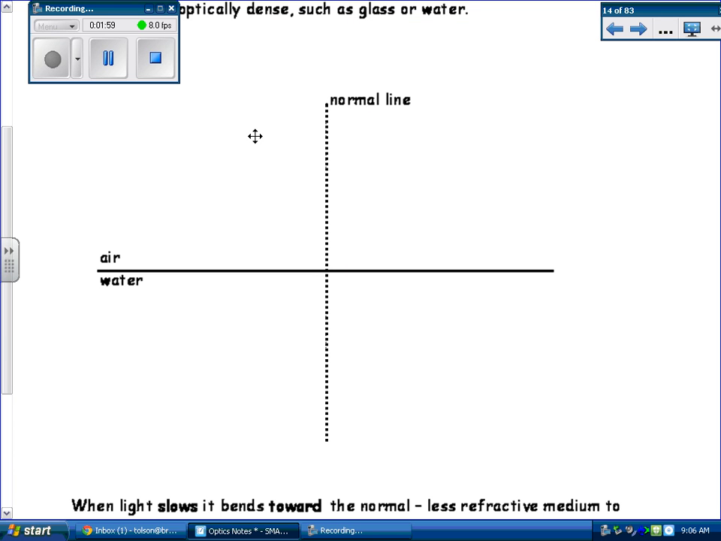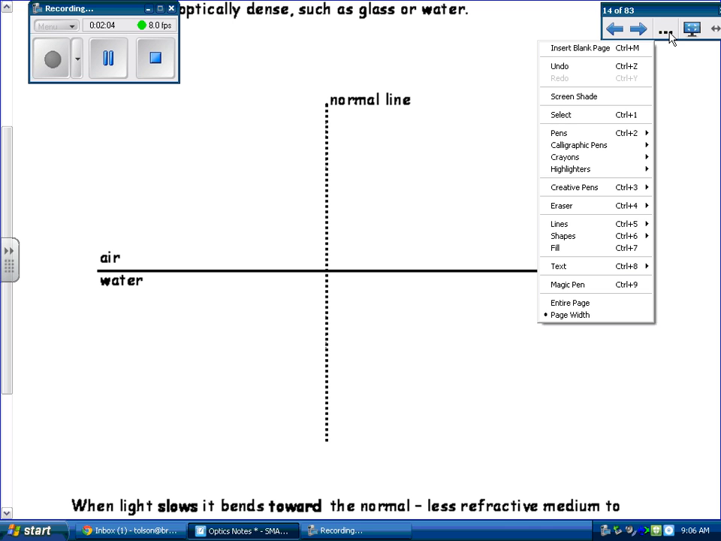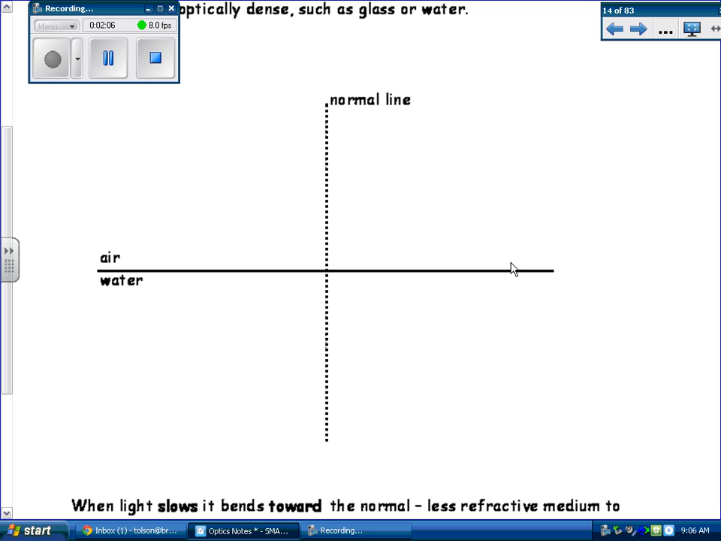Okay. And again, if I have an incident ray coming in, then I'm going to have a reflected ray coming out at the same angle. Right? These angles will be the same. That's the angle of incidence. This is the angle of reflection. Okay, angle of incidence, angle of reflection. So remember, angle of incidence equals angle of reflection.